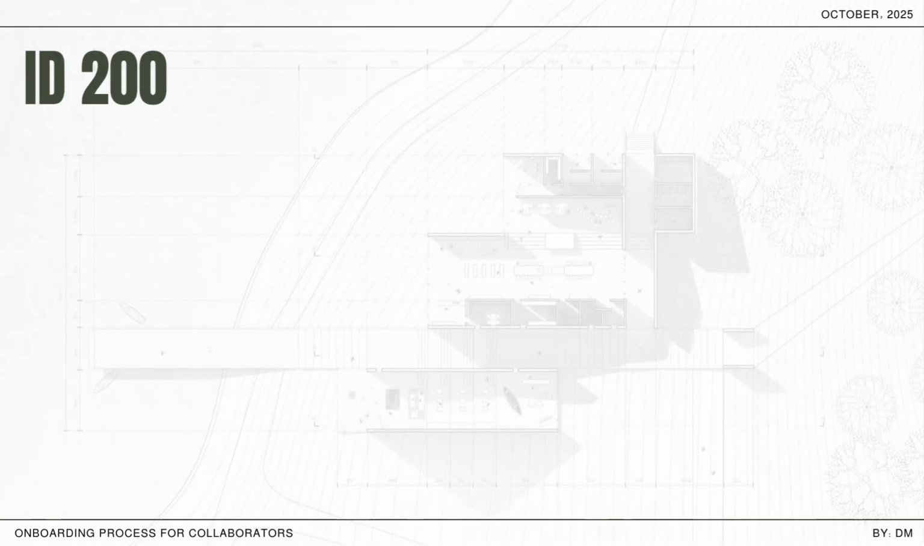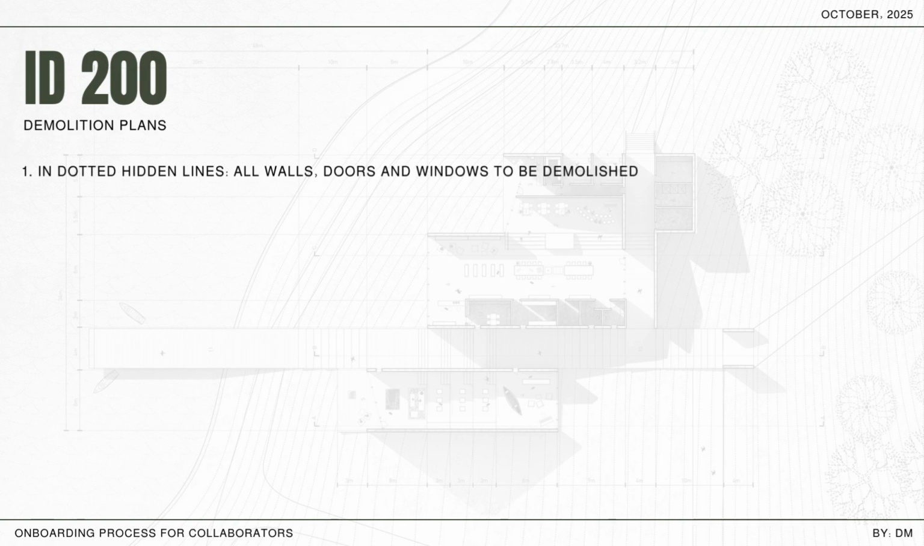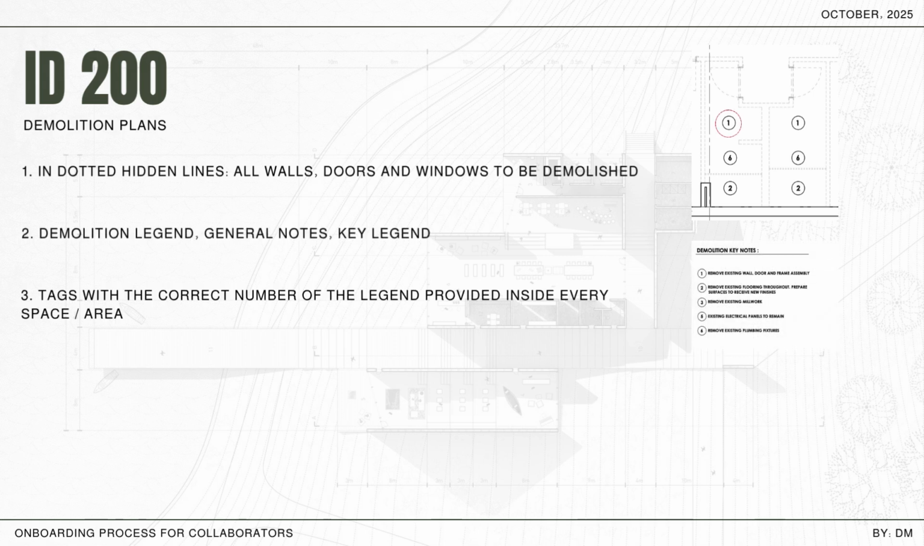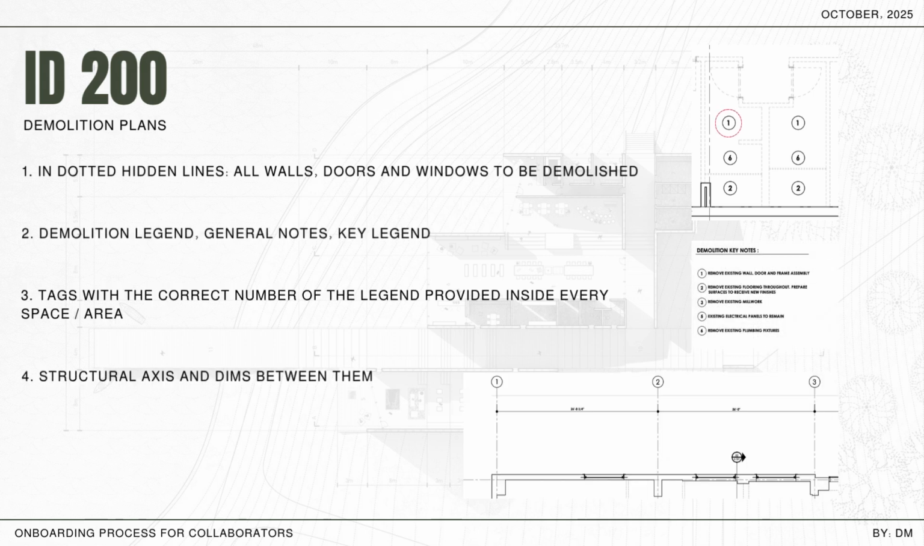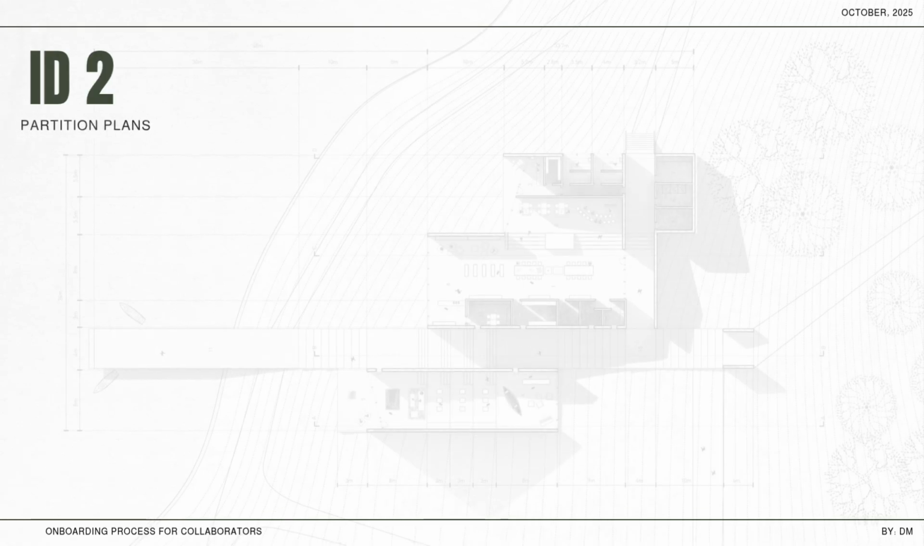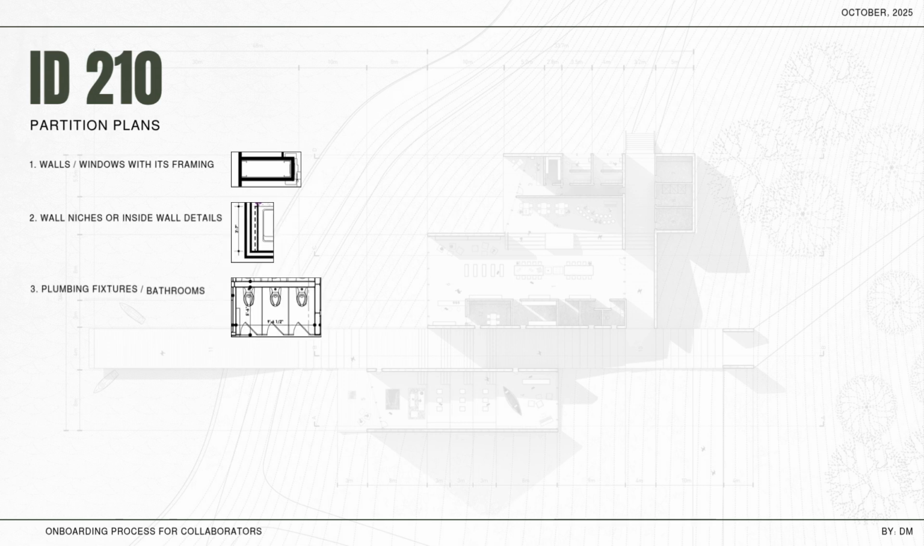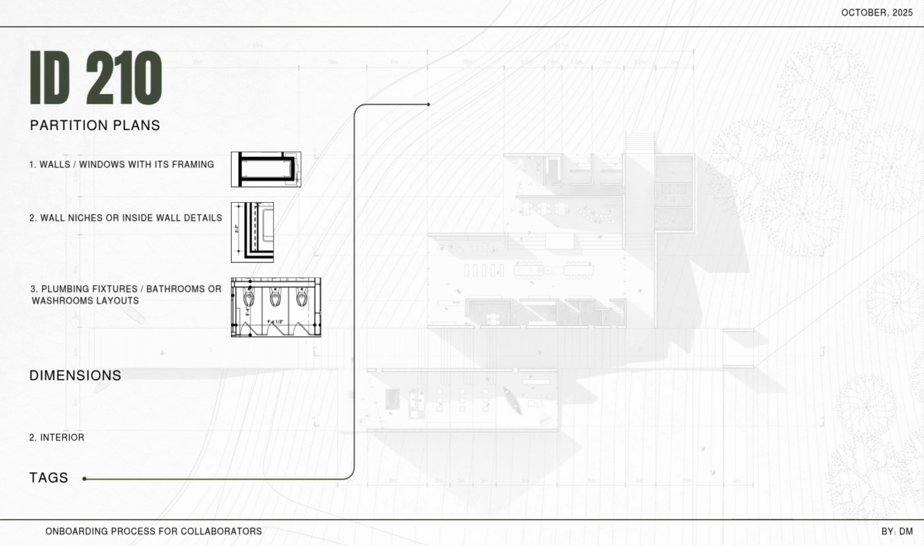Starting with ID 200 demolition plans. All walls, doors, and windows to be removed should appear as dashed lines. Include a demolition legend, general notes, and structural axes if provided. Then we have ID 210 partition plans, where we show walls and windows with framing, wall niches or details, and bathroom layouts. Always include overall and interior dimensions, door tags, and room legends following the project's tagging standards.